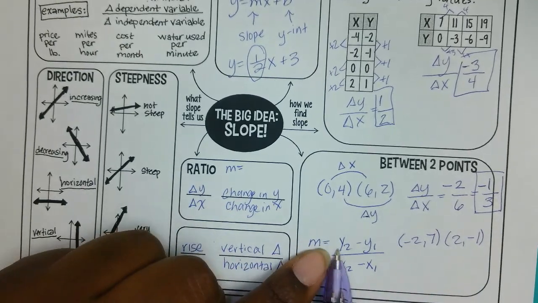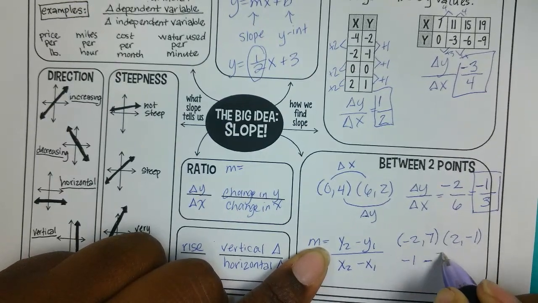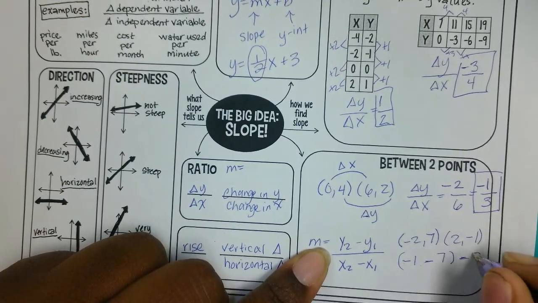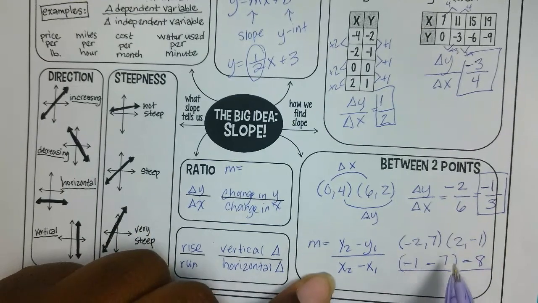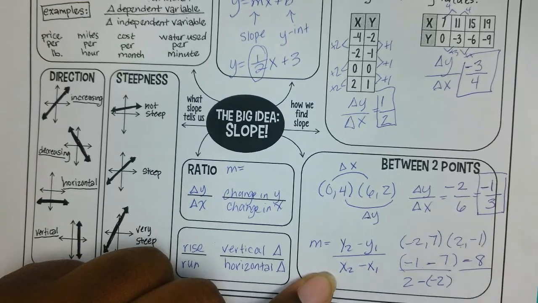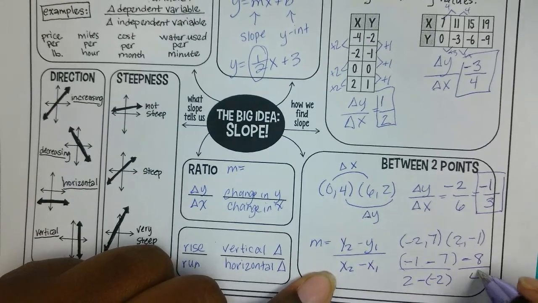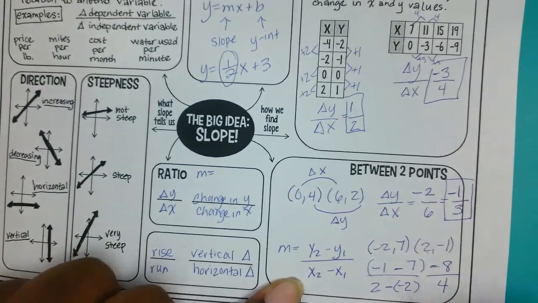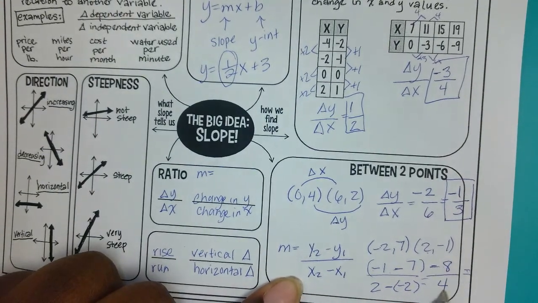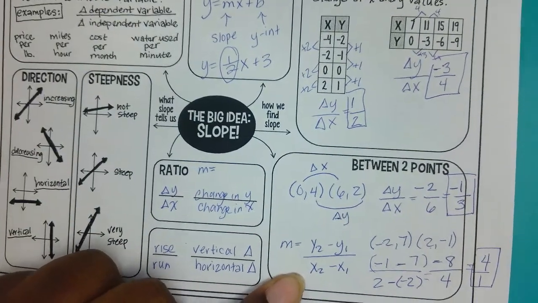Change in y: y2, -1, minus y1, which is 7. So -1 minus 7, that's -8, over x2, which is 2, minus x1, which is -2. I remember minus a negative means plus, so 2 plus 2 is 4. So my slope is -8 over 4. Now again, I can reduce that because these are both divisible by 4. -2 over 1, which is -2. So my slope is -2.